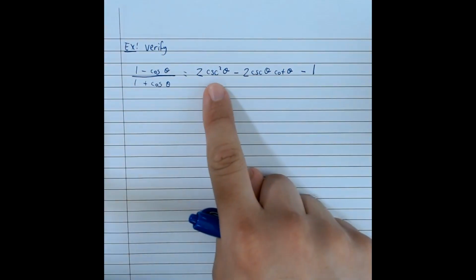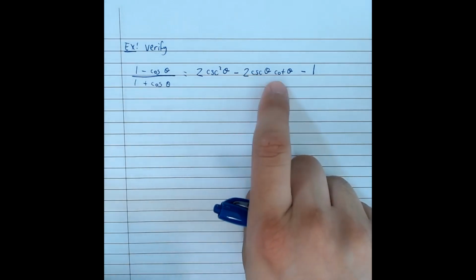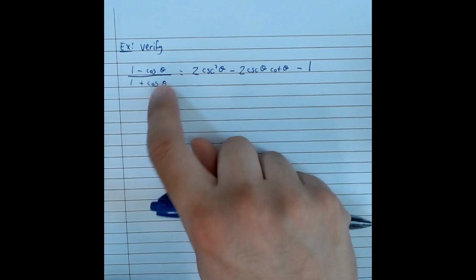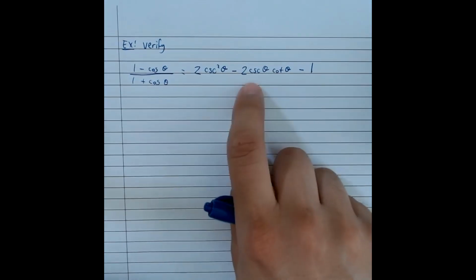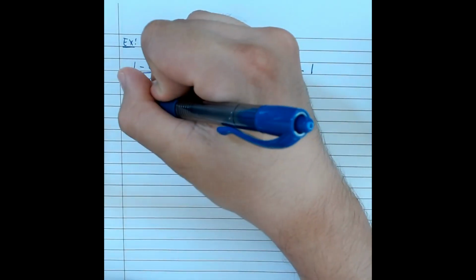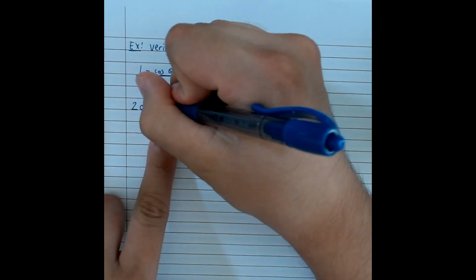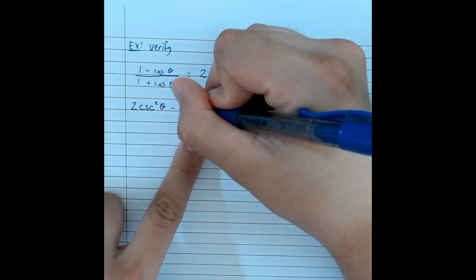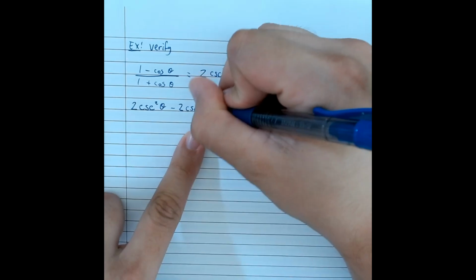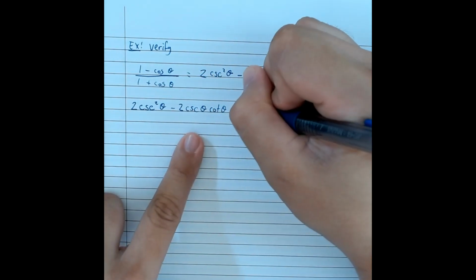Personally, I'm going to start from this side. And the reason I'm going to start from this side is because here I have 2 different trig functions, whereas here I only have 1. And to me, that makes that more complicated. But again, that's a matter of opinion. So I'm going to start from this side. 2 cosecant squared of theta minus 2 cosecant of theta times cotangent of theta minus 1.